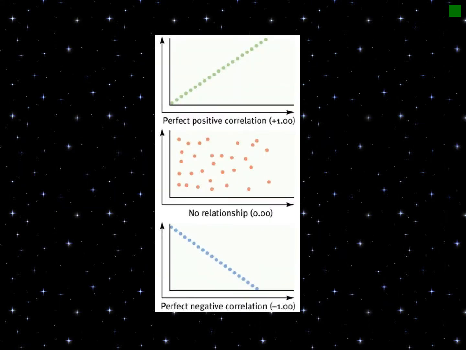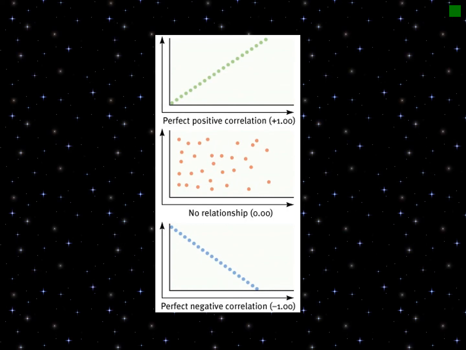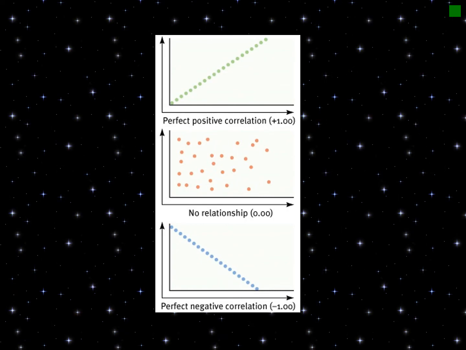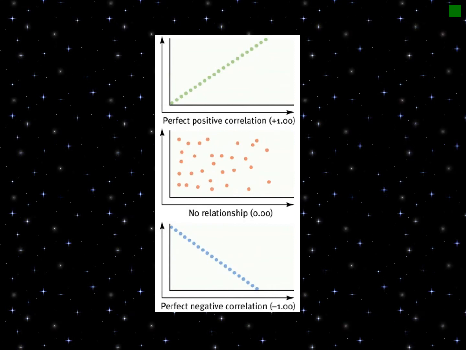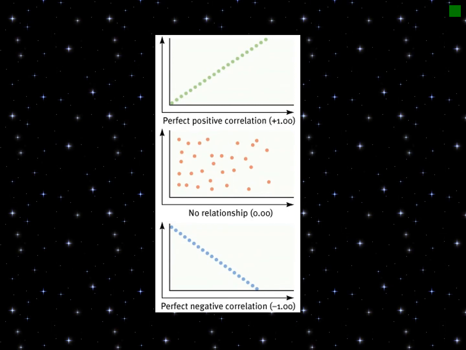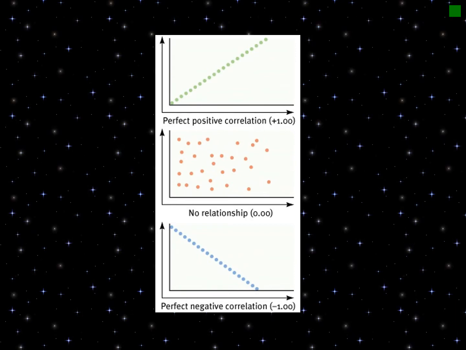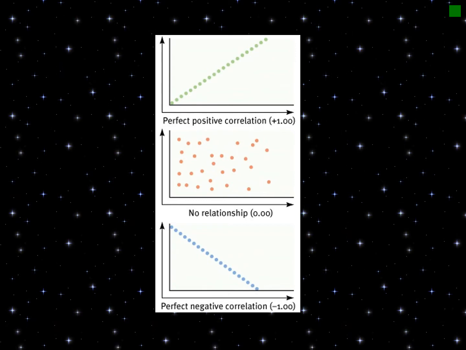You'll see some of this in your textbook. Like I just said, the top one is a positive 1, as you see here. There's a positive correlation here. The middle one, the data points are all over, so there's no relationship going on. And then the bottom one goes up to the left in a completely straight line, so the correlation coefficient is a negative 1.0.